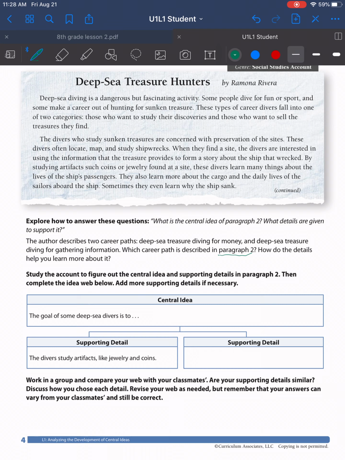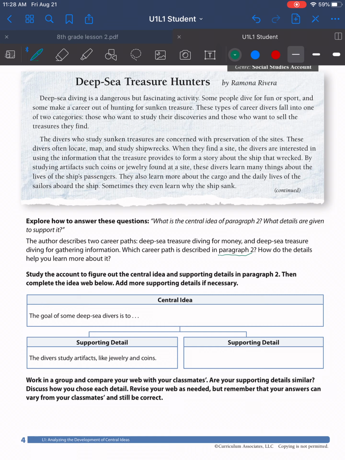So in paragraph 1, they're saying some people can dive for fun. Some people can dive to look for treasure and sell it. Some people dive to learn and discover and to kind of be more like a scientist. That was paragraph 1. Paragraph 2 talked about the divers who study sunken treasures are concerned with the preservation of the sites. Okay, so now we know what the answer is. The answer is that the second paragraph is about the scientists, pretty much.